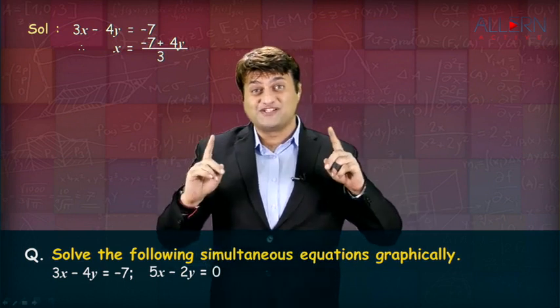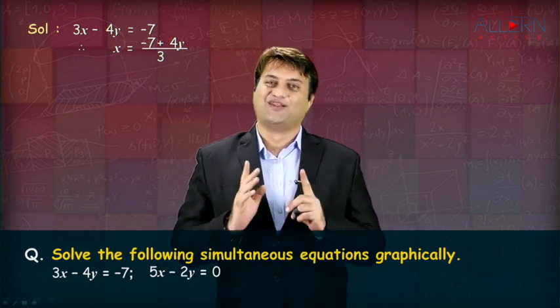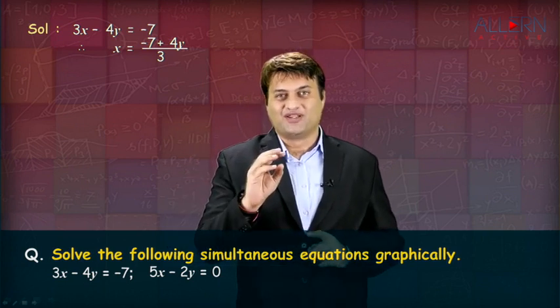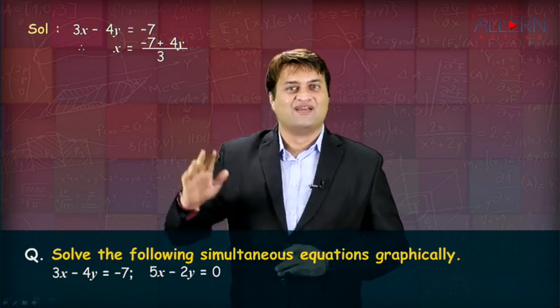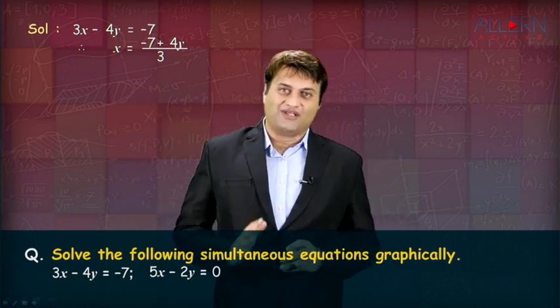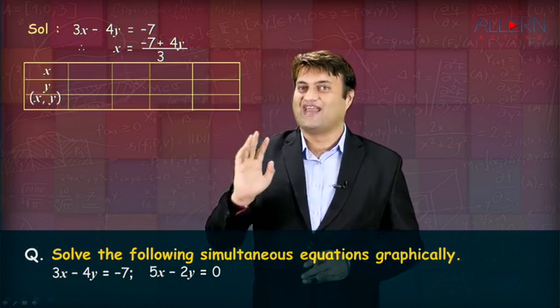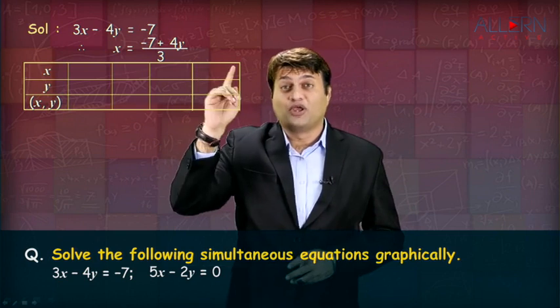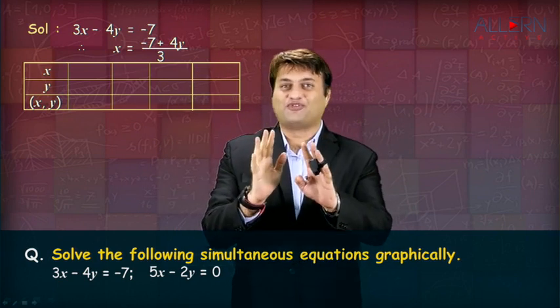So this is the first time we will actually be dealing with a denominator. Now how do we do it? What changes as far as the assumption is concerned? Let's see. So we get x is equal to (minus 7 plus 4y) upon 3. Draw the table: x, y, (x, y). Now because y is on the right hand side, we need to assume any 4 values of y.